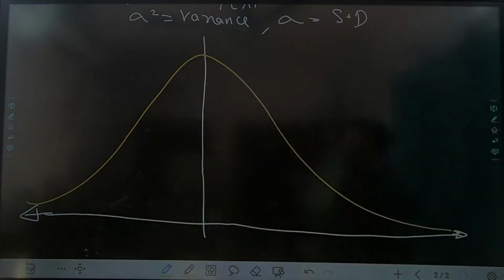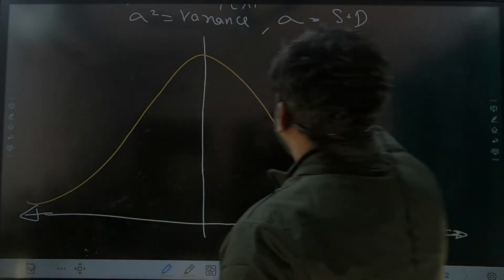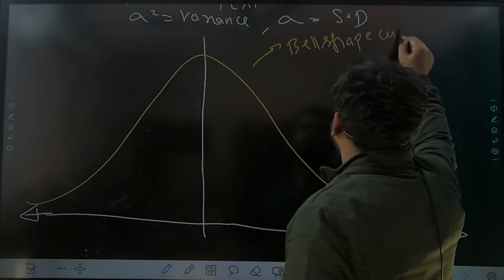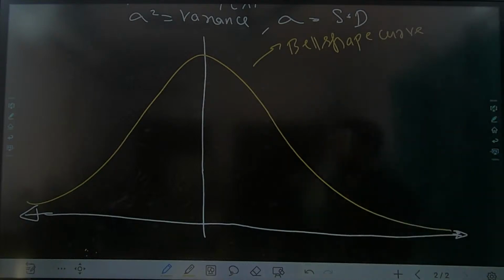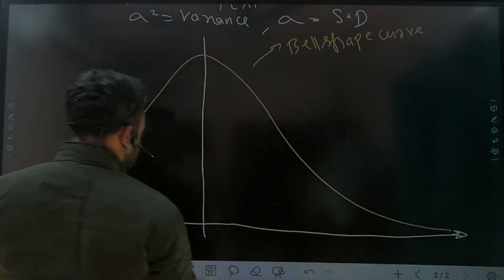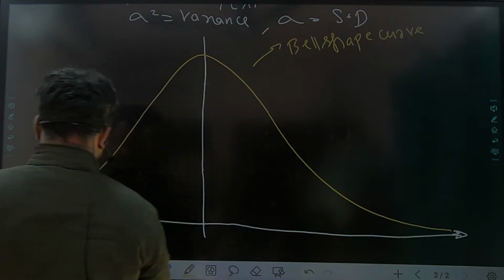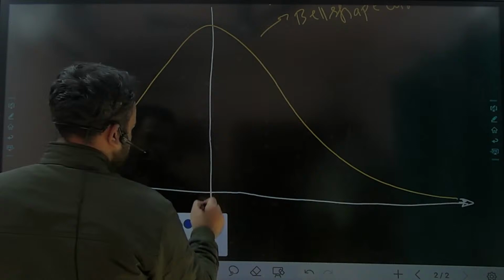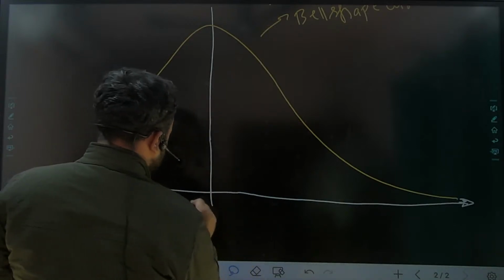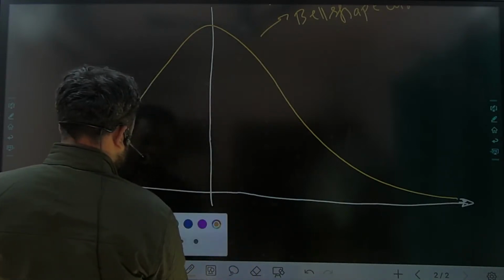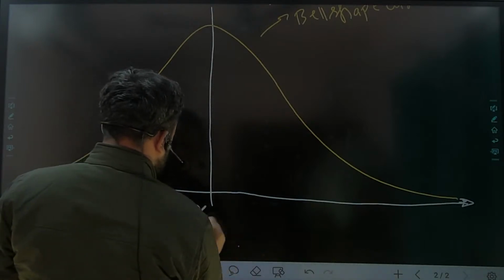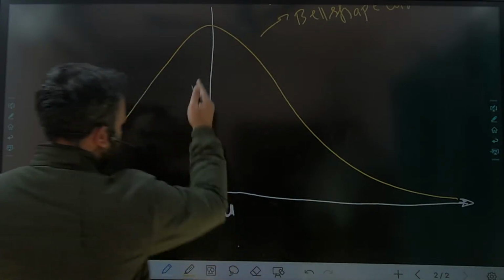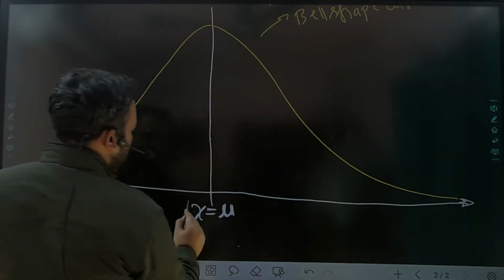So like this bell-shaped curve you get. And this bell-shaped curve, if you see, it is symmetrical about this vertical line, right? The Y-axis. So this line has been kept about the mean value, x is equal to mu, right? About the expectation or mean value, this total curve has been split into two halves, right?